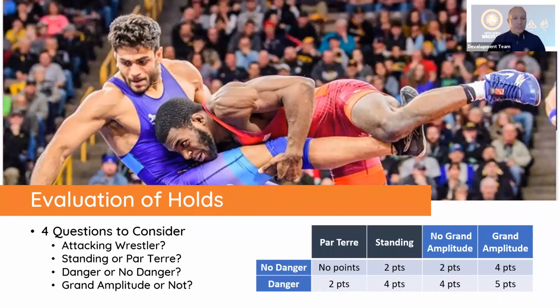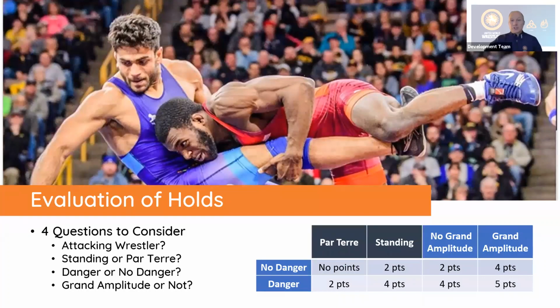And then the last question is, is it grand amplitude or not? When we look at grand amplitude, we're looking at the hips going over the chest during an action, complete separation from the mat, and the hips of the defensive wrestler go over top of their chest during this action, over that vertical plane. And so we evaluate that. That's a yes or no question. Is it grand amplitude? Yes or no? And then based on where you're at determines what the points are.